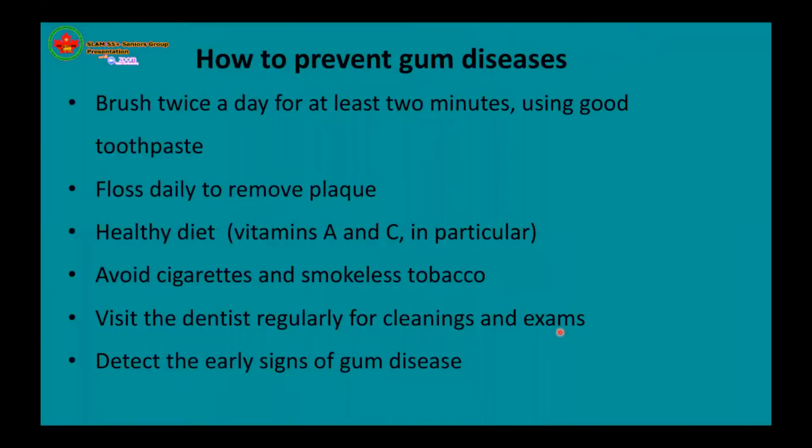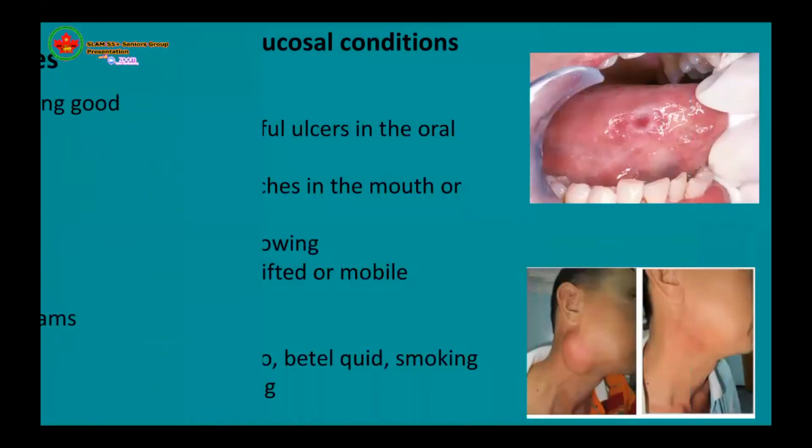Similar to caries, gum diseases can be easily prevented by brushing teeth twice a day for at least 2 minutes and flossing daily to remove the plaque. A healthy diet, avoiding tobacco intake, and regular visits to the dentist, which help in early diagnosis of gum diseases, are the easiest ways to prevent gum diseases.